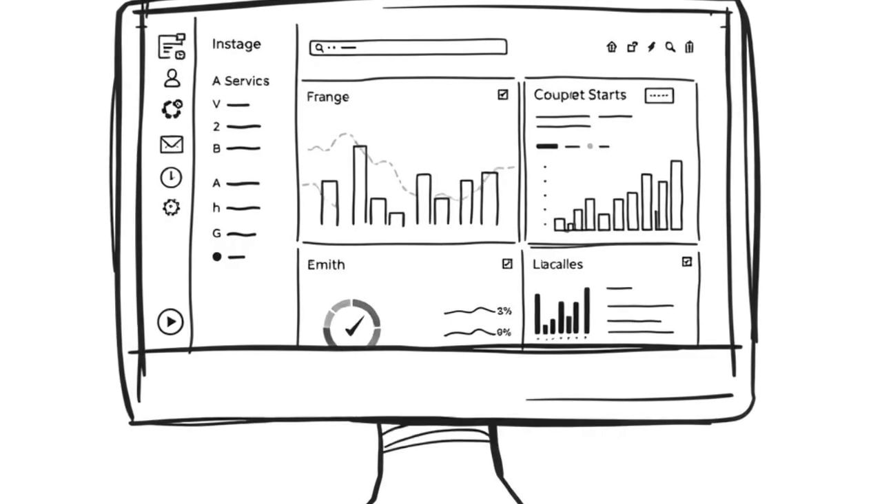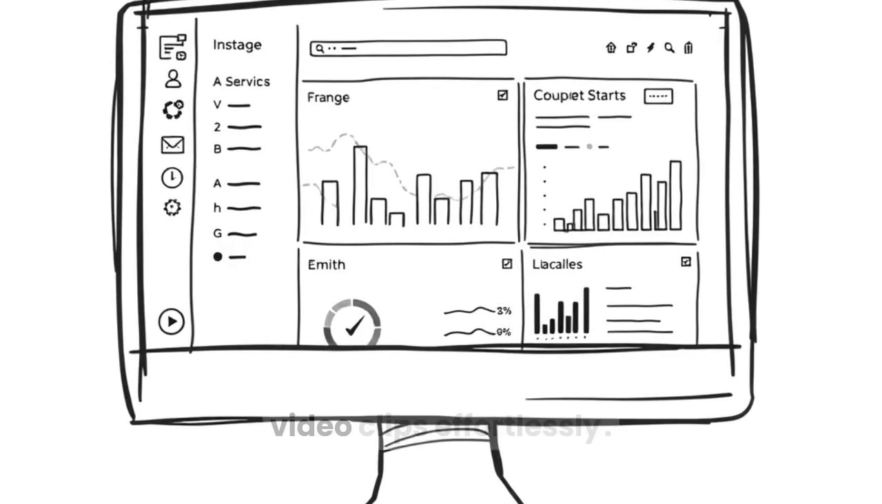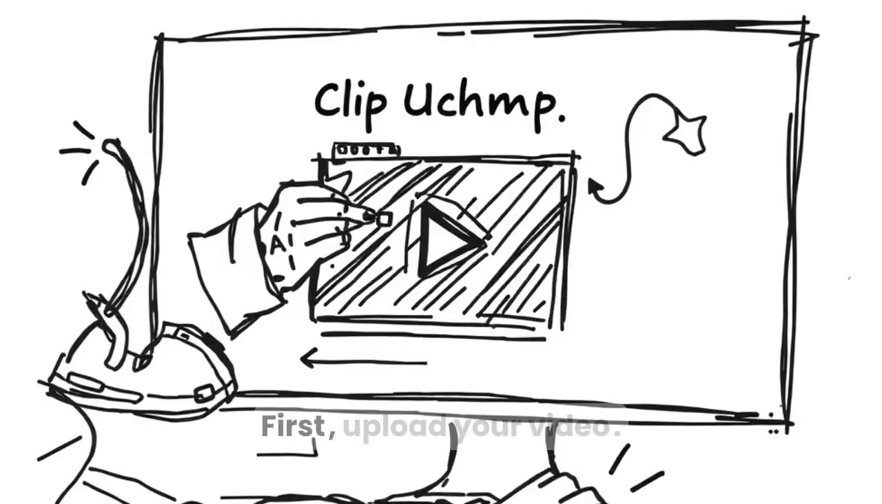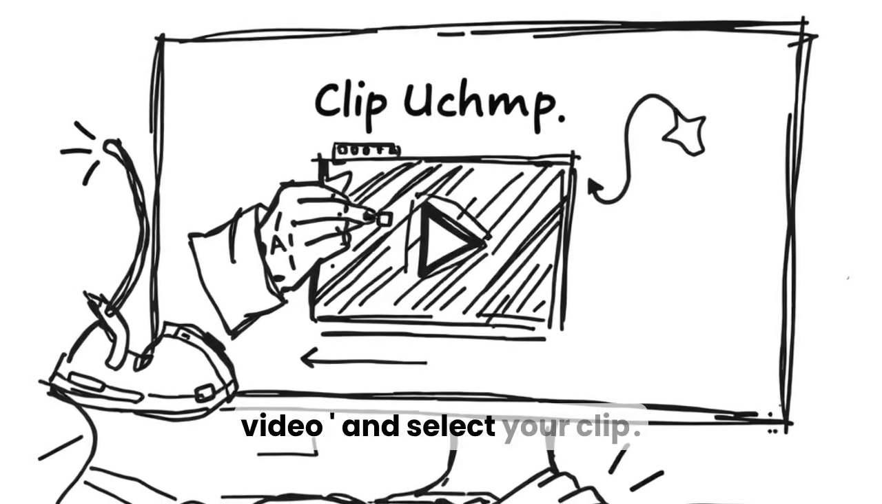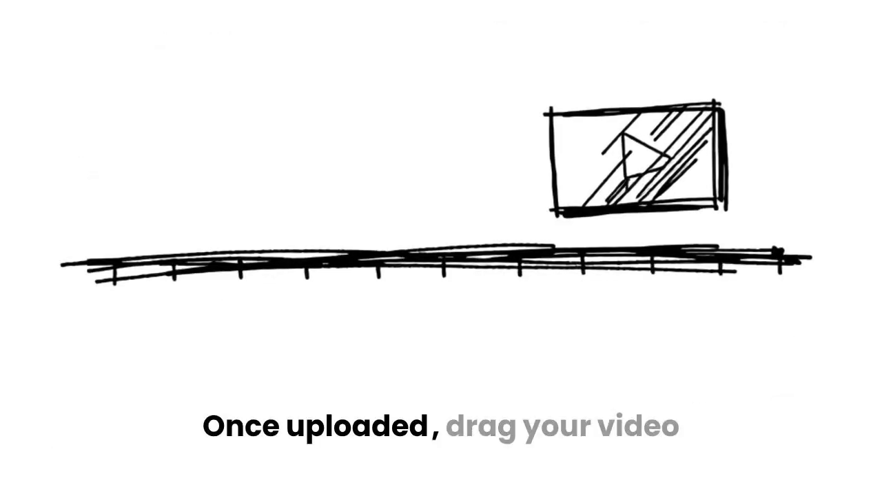Welcome to Clipchamp. Let's dive into reversing your video clips effortlessly. First, upload your video. Click on Create a new video and select your clip. Once uploaded, drag your video onto the timeline. This is where the magic begins.